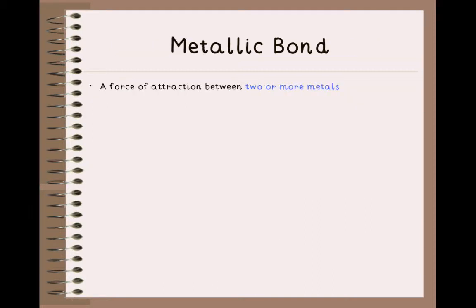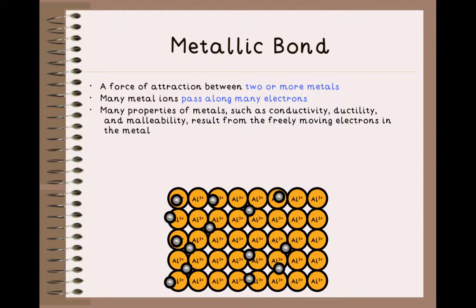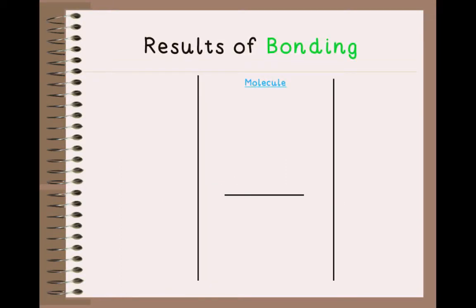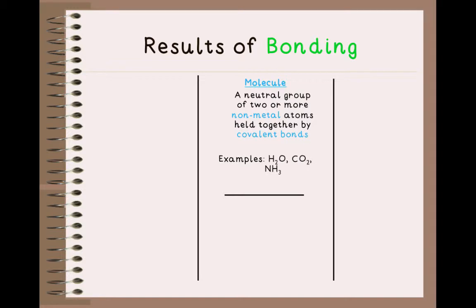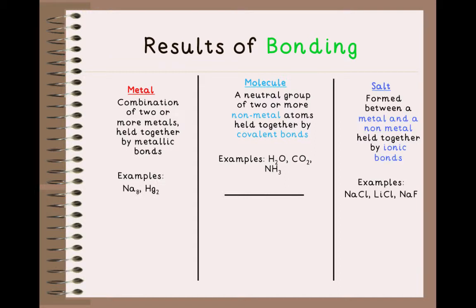A metallic bond is a force of attraction between 2 or more metals. Many metal ions pass along many electrons, which gives them all the characteristics of a metal. Notice that the electrons are not going to stay in one place, but they're going to be moving and moving around. Results of bonding can be molecules, which are formed by nonmetals in covalent bonds. Other examples are metals, which are formed by metallic bonds. Other examples can be salts, which are formed between a metal and a non-metal by ionic bonds.